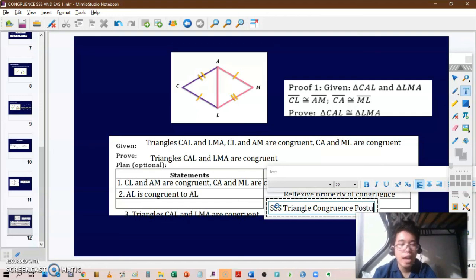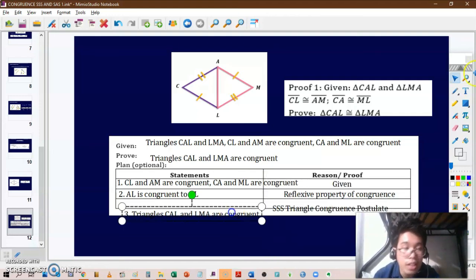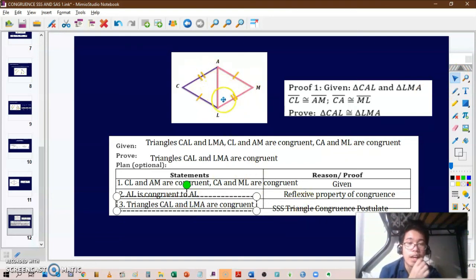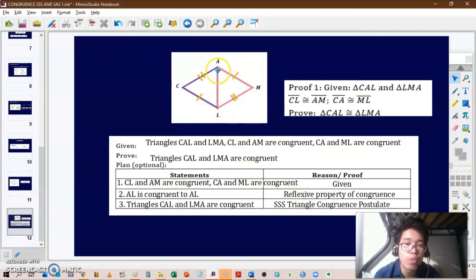If you analyze it neatly, CL and AM are congruent, so they have the same side, and CA and ML are also congruent. And lastly, we proved that AL and AL are congruent. Therefore the three sides are congruent, and therefore we have the two triangles being congruent based on the SSS triangle congruence postulate.